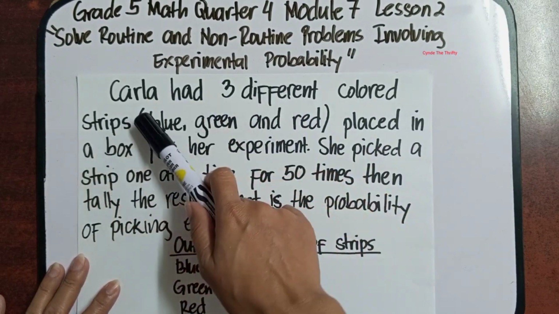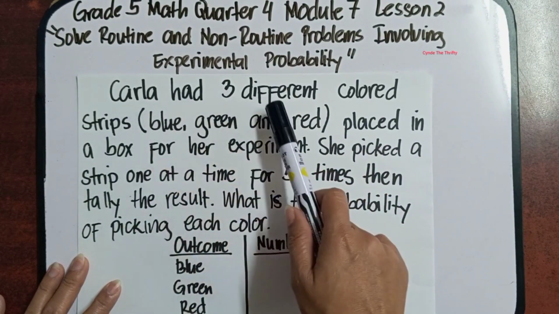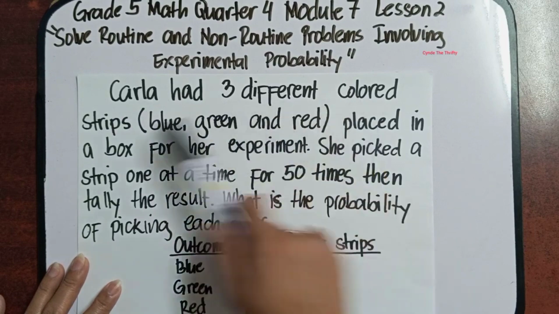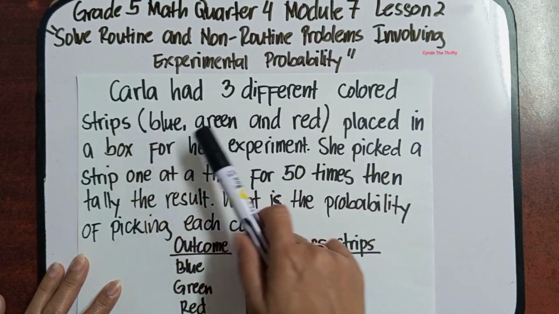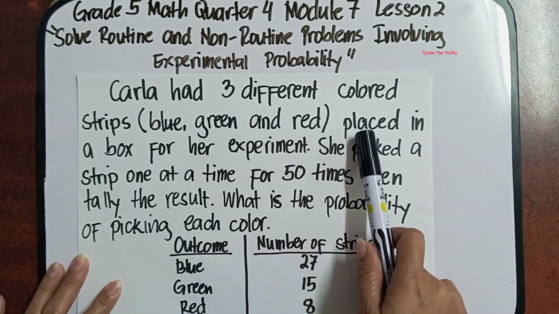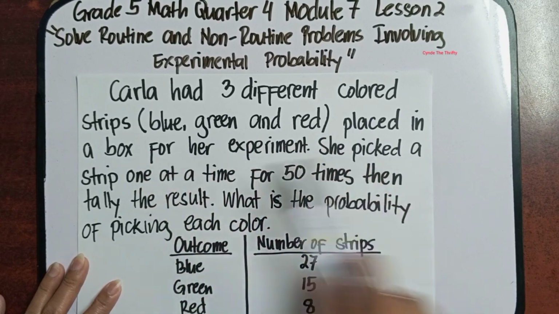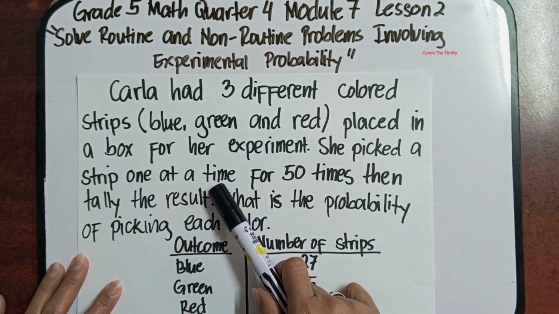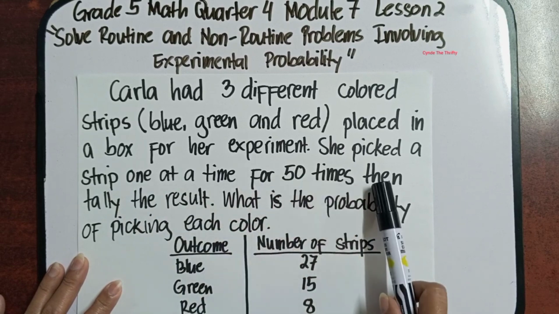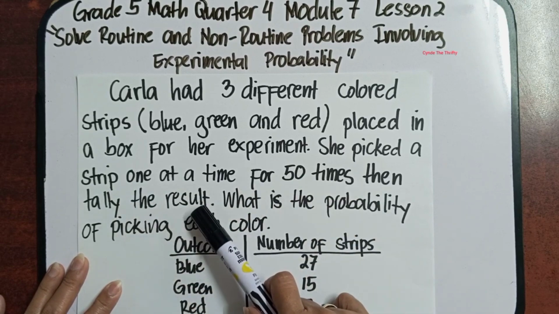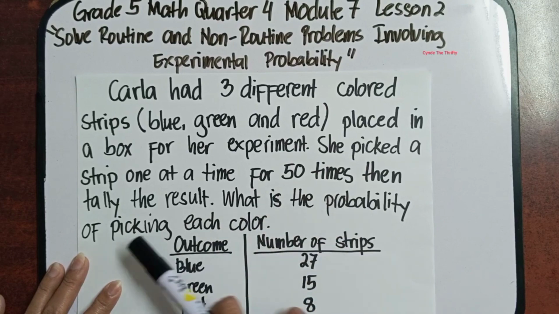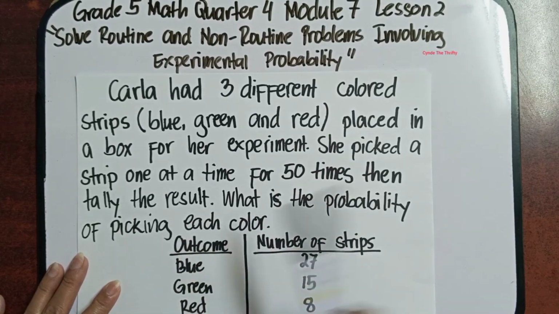Meron tayong example dito. Carla had 3 different colored strips, blue, green, and red, placed in a box for her experiment. She picked a strip one at a time for 50 times. Then, tally the result. What is the probability of picking each color?